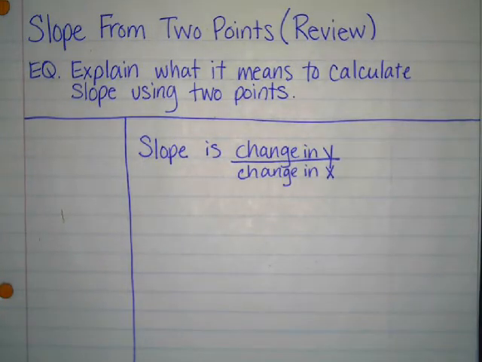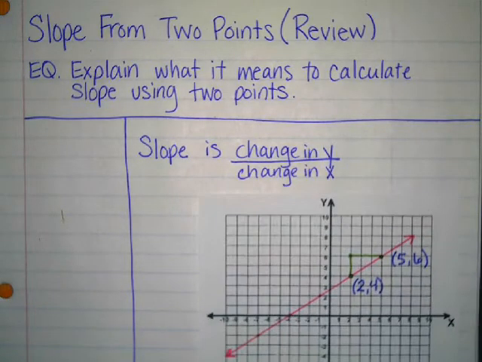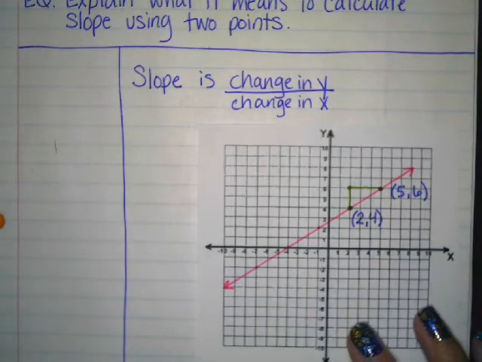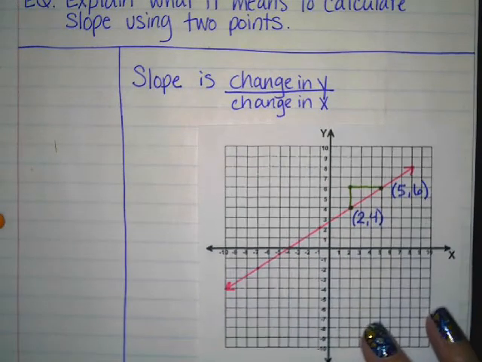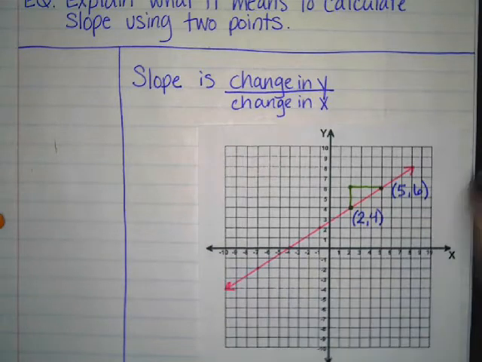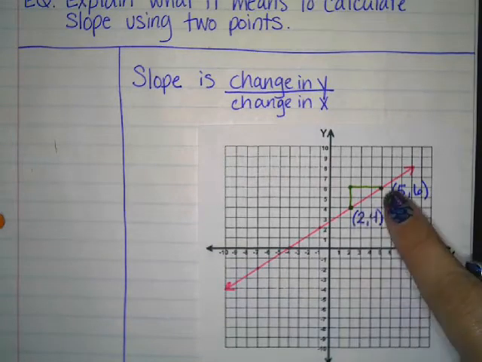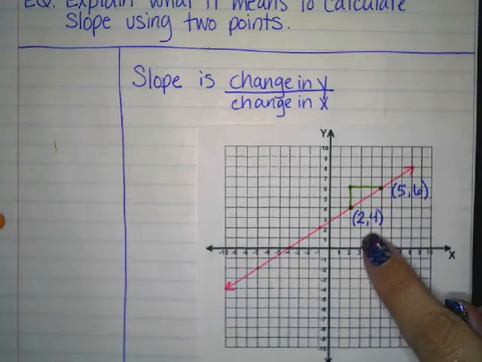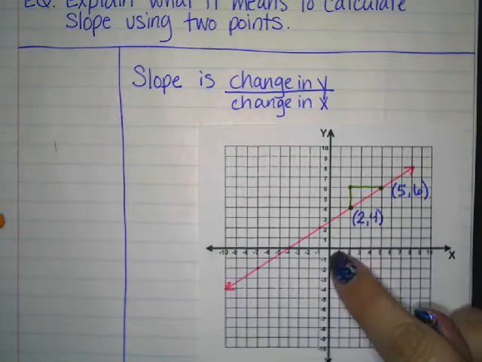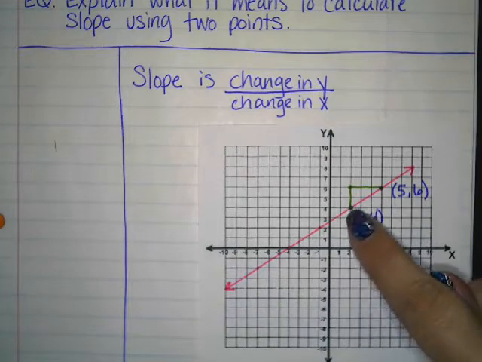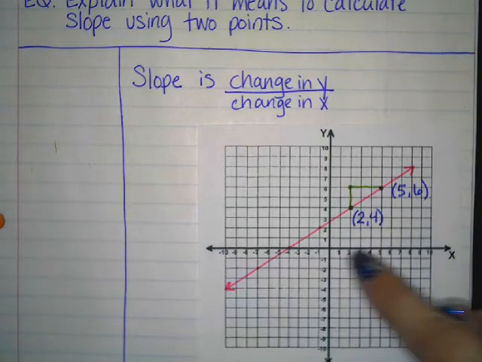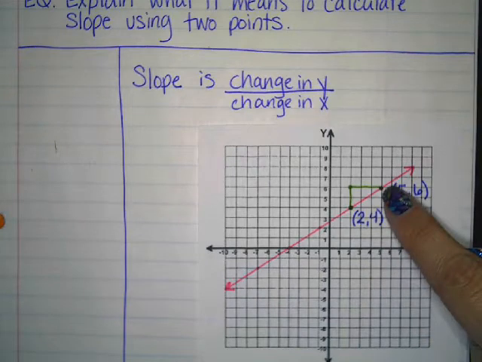Today we're going to use the same kind of idea, but this time we're just going to find it using the 2 points. So I have a graph here of a line, and I've already identified my 2 points, and I've written the coordinates of those 2 points. The first one is 2, 4. I went over 2 and up 4. The second point is at 5, 6. So over 5 and up 6.